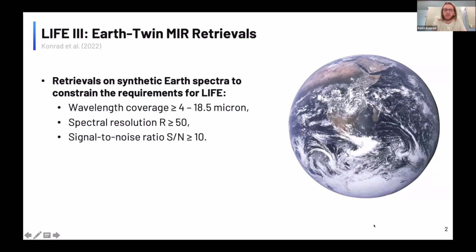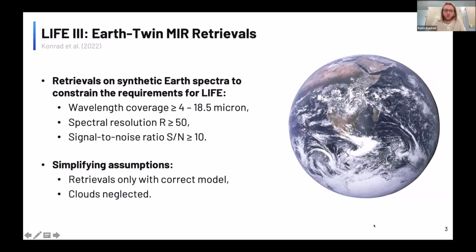So we found that we need a wavelength coverage of at least 4 to 18.5 micron, a spectral resolution greater than 50, and a signal-to-noise ratio of at least 10. However, in this first study, we neglected a lot of important factors. I would like to highlight two.